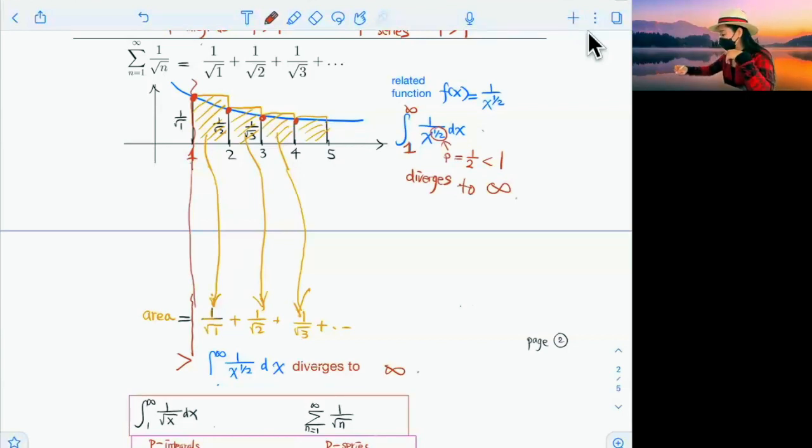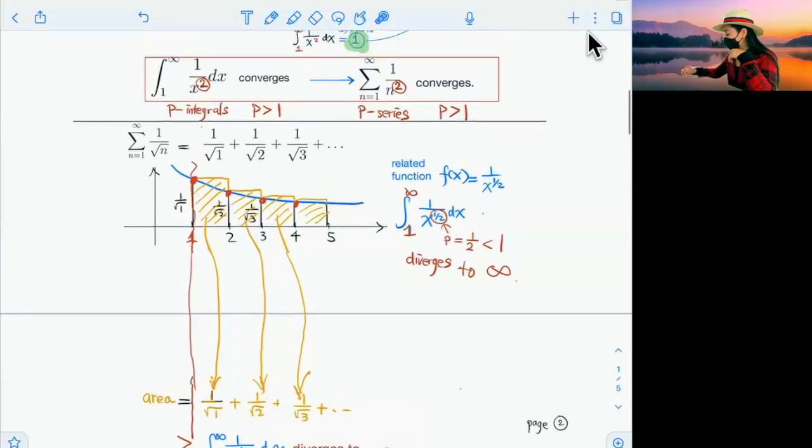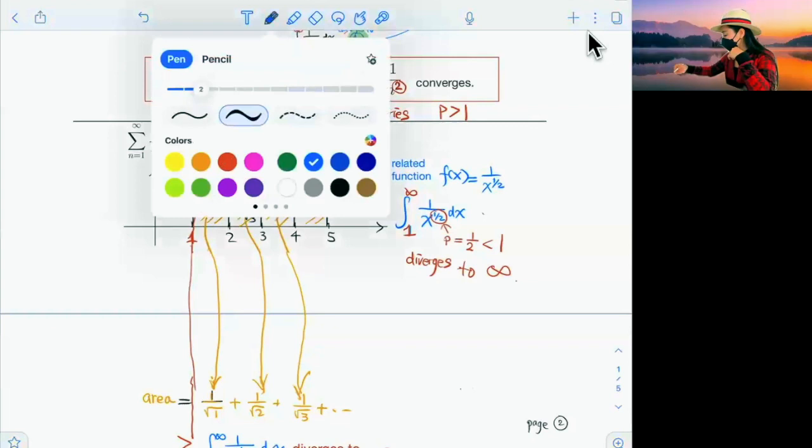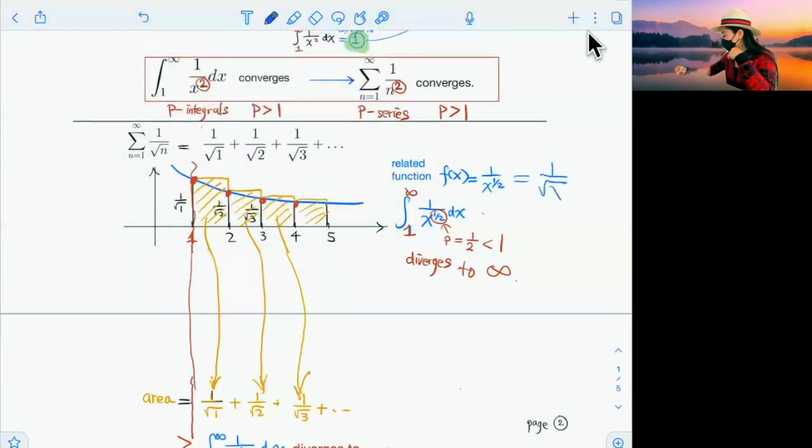Why is this rectangle over the curve? Good question. This function is a decreasing function, right? This is 1 over square root of x. The bigger the x gets in the first quadrant, the bigger the denominator. So as x gets bigger, what happens to the function value? It gets smaller. So this is a decreasing function. It goes down like this, kind of like an airplane dipping to the ground.